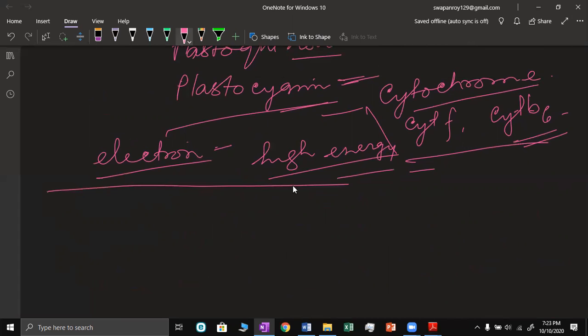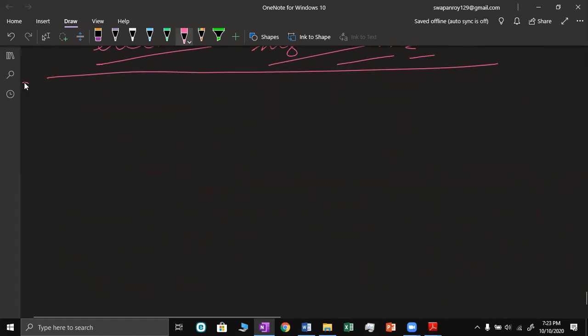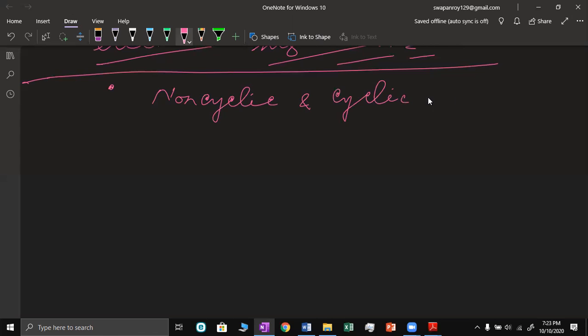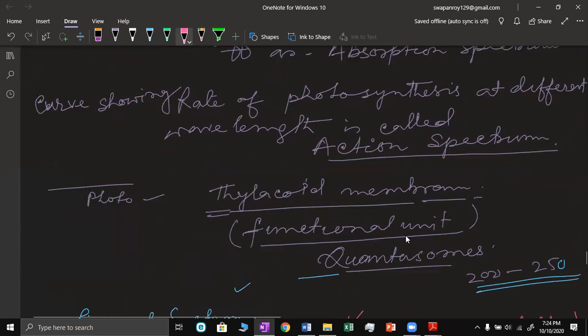And accordingly, in the light reaction we have non-cyclic and cyclic photophosphorylation. Here, let us see this. I will show you.